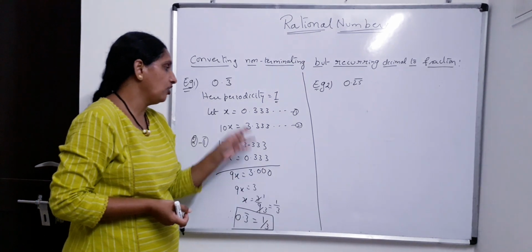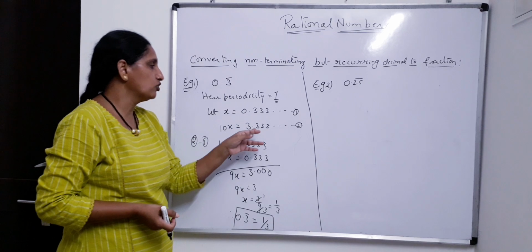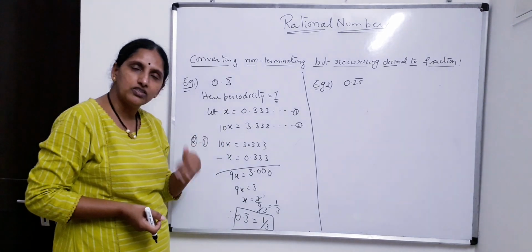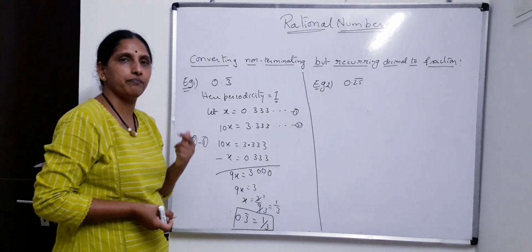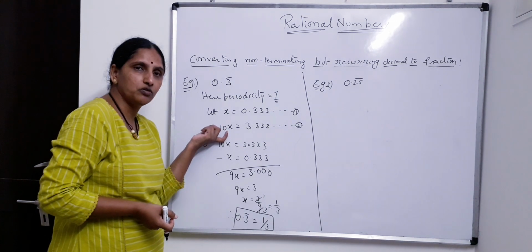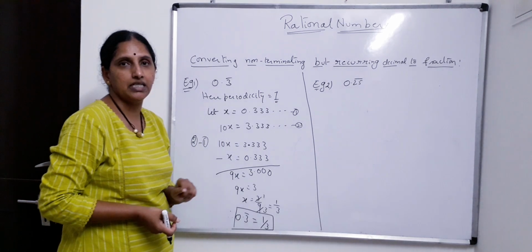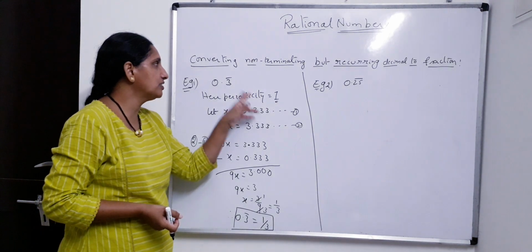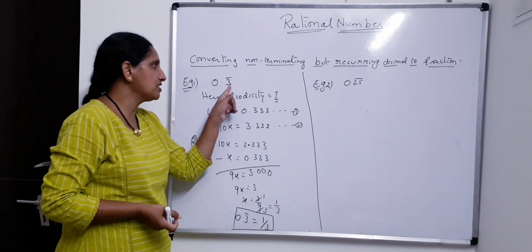So for eliminating, how many 3's you are taking here? Those many 3's after the decimal, you also take in the multiple of x. How many times do we have to multiply, 10 times or 100 times or 1000 times? This depends on the periodicity. Periodicity here is 1. Only one digit is repeated.